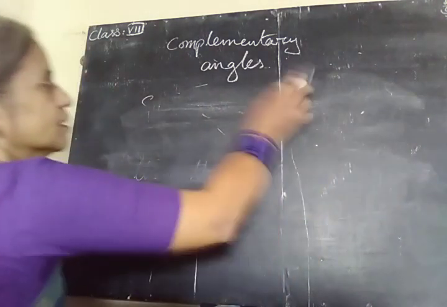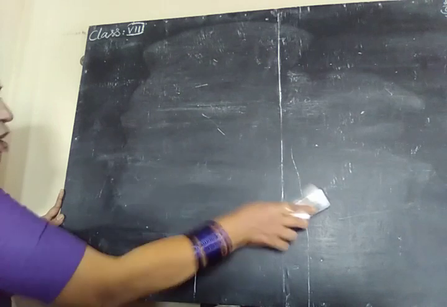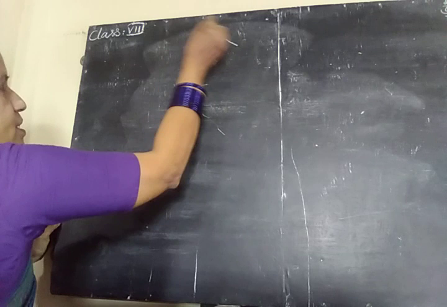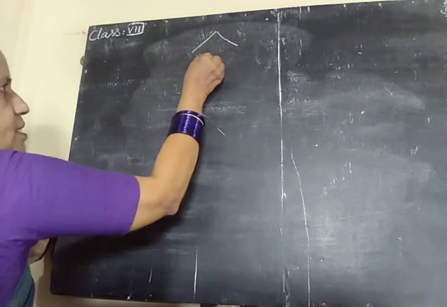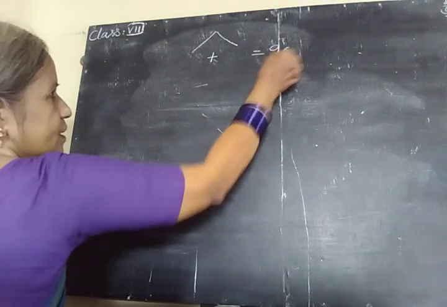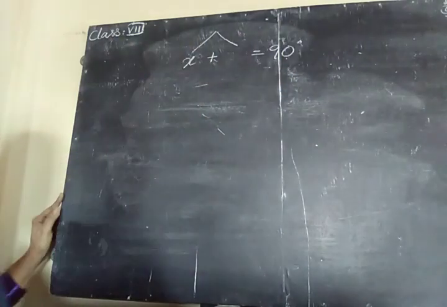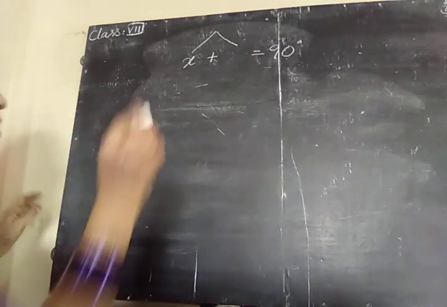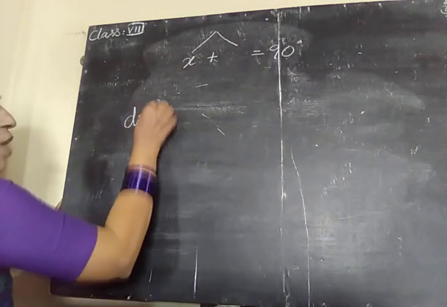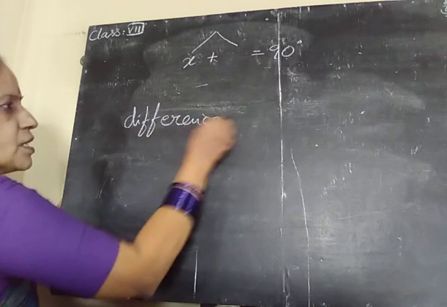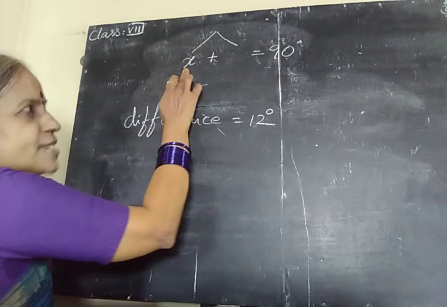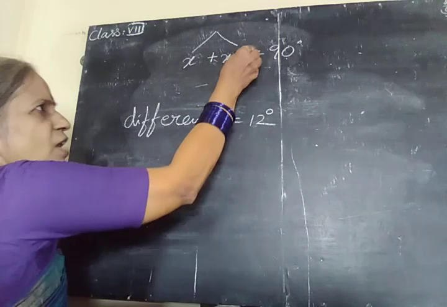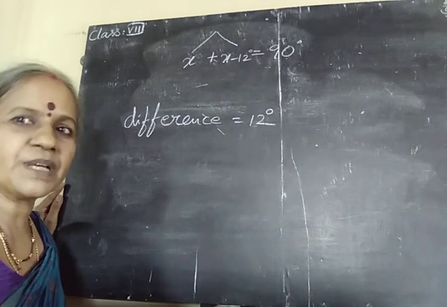So here, we have a pair of complementary angles. Two angles, total is 90 degrees. One angle, let it be x. These two angles differ by 12 degrees. The difference between the two angles is 12 degrees. So if one is x, the other one is x plus 12. Any number plus the difference.